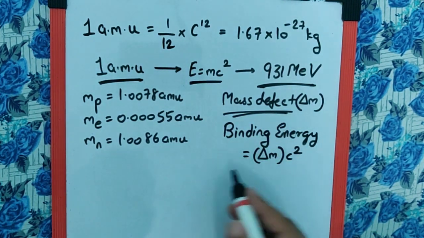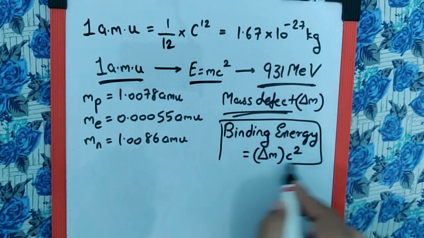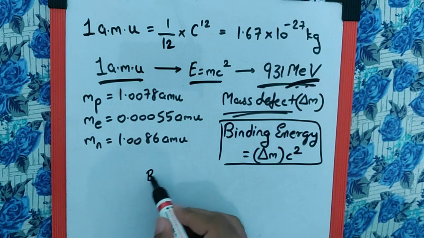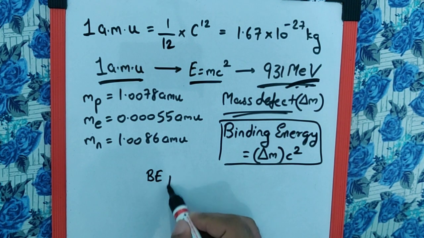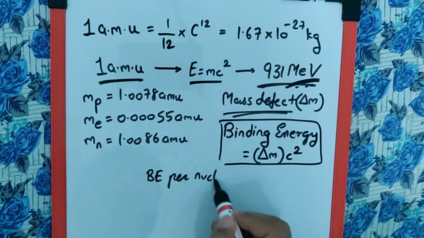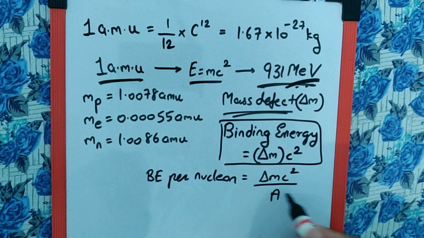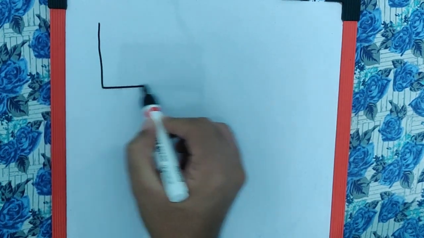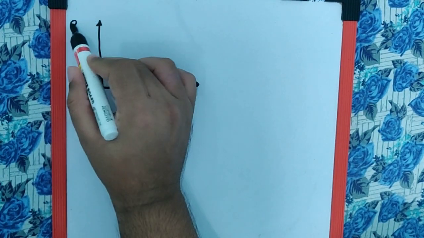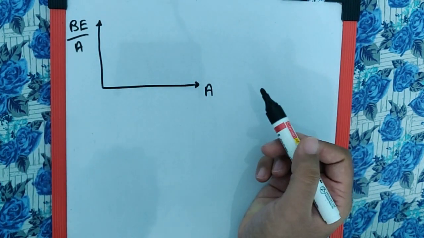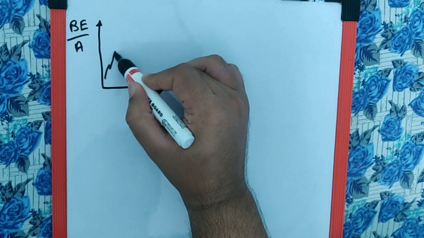Now, the value of this will be a huge amount, in mega electron volt. So practically, to make it useful, we have come across a term called binding energy per nucleon, which is binding energy divided by the atomic mass number, for which the graph is also plotted: binding energy per nucleon versus the atomic mass number of every known element, and we got a graph something like this.